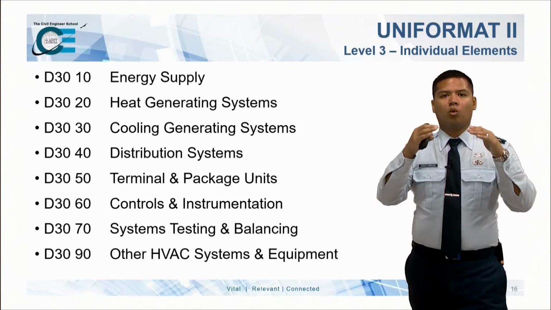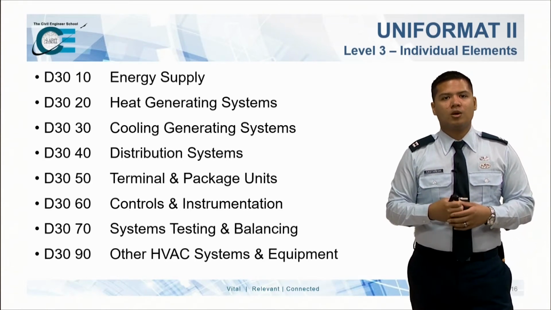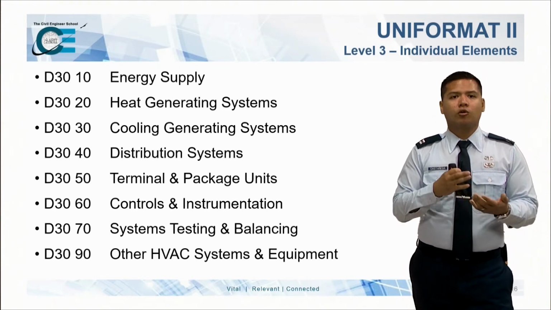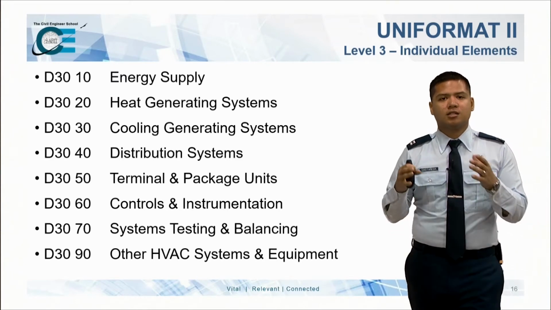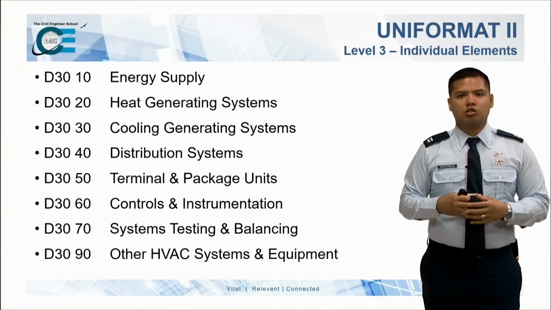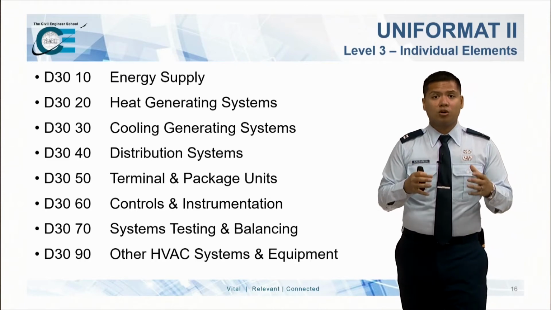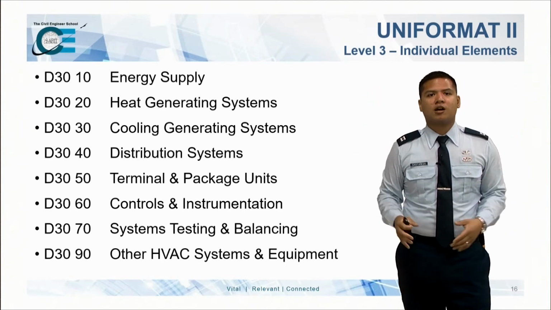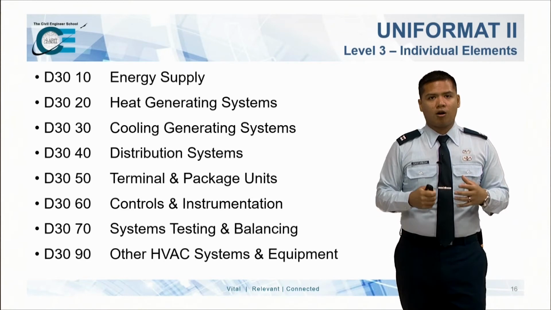And then one level below that, level 3, we have individual elements. So even further: you had D major group elements, 30 group elements, and now we're at D3010 for individual elements. This gets further into the weeds. You get more detail at this point, and you start to see how our assets are getting more detailed. We're getting more information about our asset. We're not just talking about our building. We're talking specifically about the energy supply element of our building.